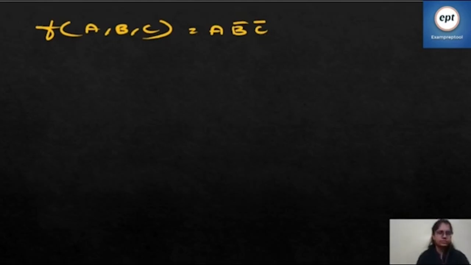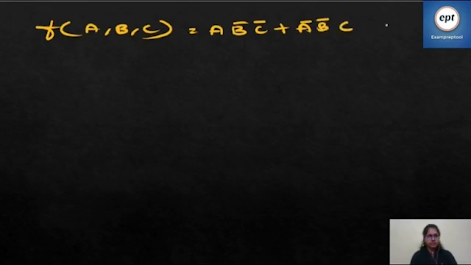F is ABC. The first one will be A, B bar, C bar. This is the expression we will get, because A is multiplied, and for 0 it will be S0, S1, S0 bar and S1 bar also. Likewise, the next one will be A bar, B bar, C.